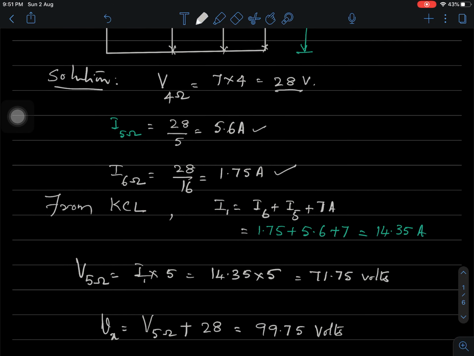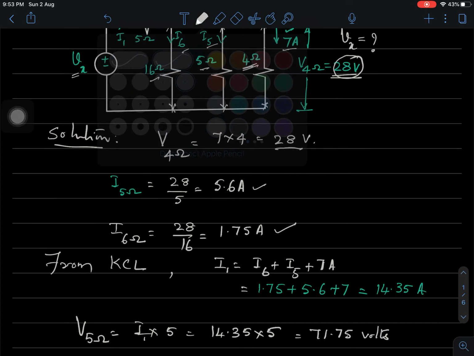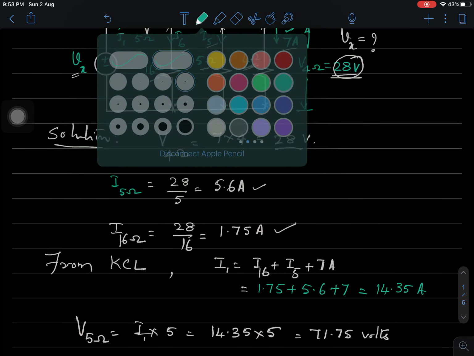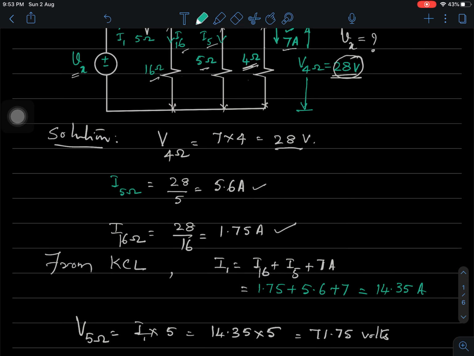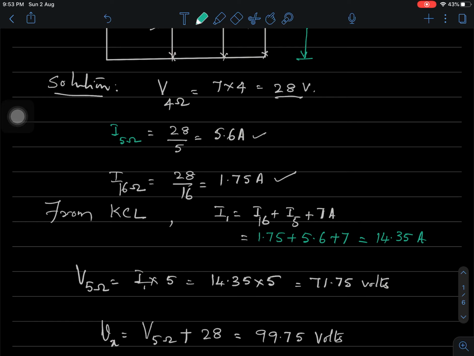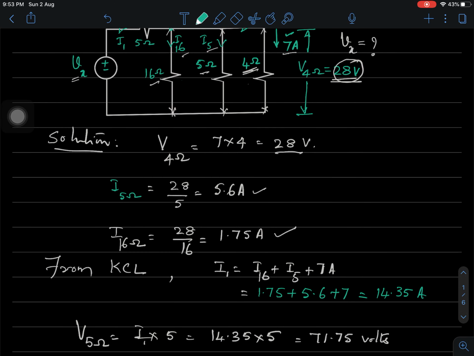Okay, so I5 and I6, I'm sorry, I'll correct it here. I'll make this 16. This is I16, and here also I'll do the same suffix 16. It shouldn't matter strictly speaking. Still, just to go with the notation, let's do it properly. I16 is found to be 1.75. I through 5 is 5.6, and 7 amperes we've added, and we got 14.35 amperes.